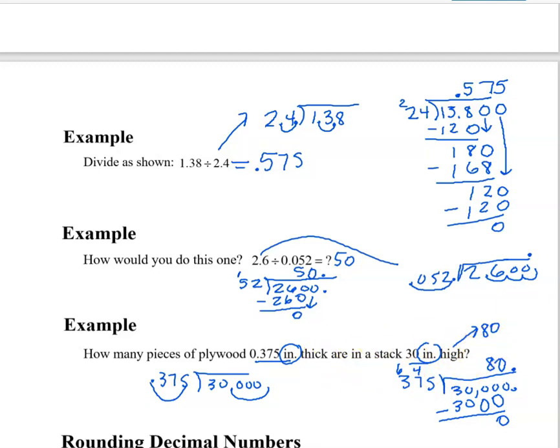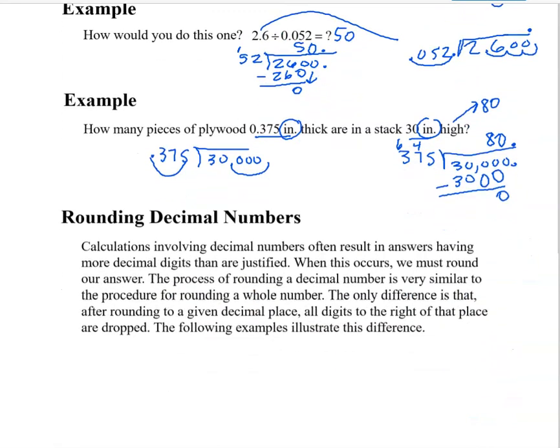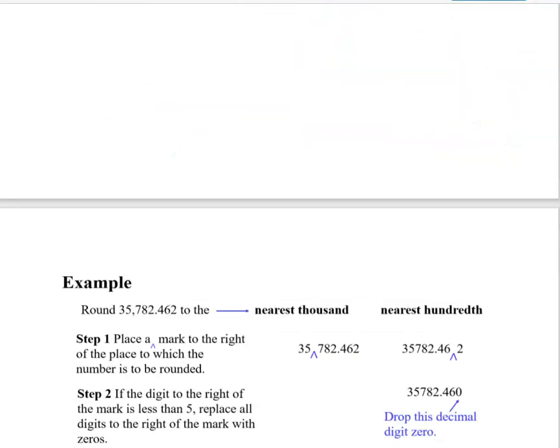Okay? So let's talk about rounding decimal numbers. Calculations involving decimal numbers often result in answers having more decimal digits than are justified. When this occurs, we must round our answer. The process of rounding a decimal number is very similar to the procedure for rounding a whole number. The only difference is that after rounding to a decimal place, all digits to the right of that place are dropped. The following examples illustrate this difference.